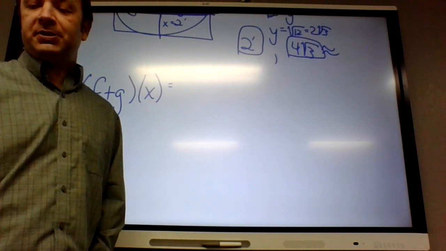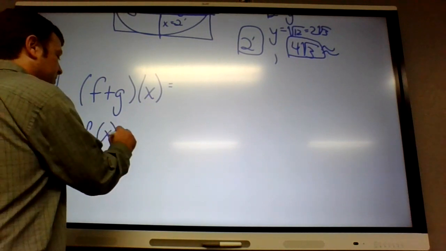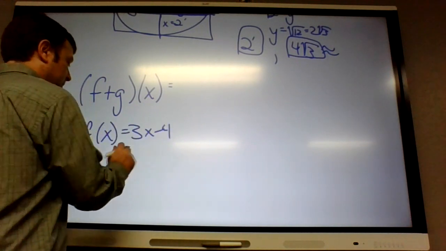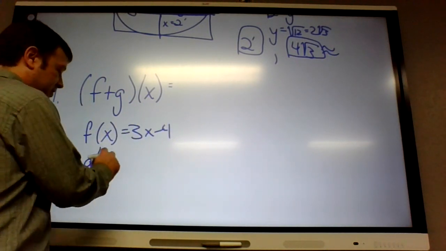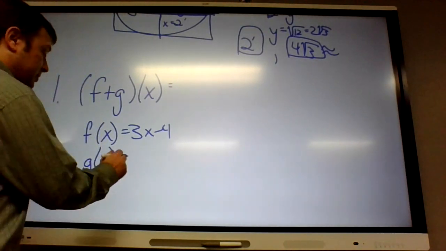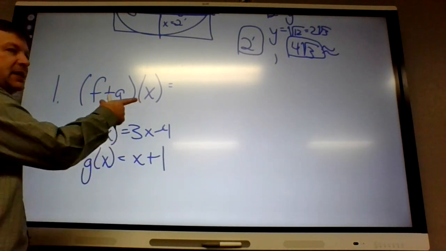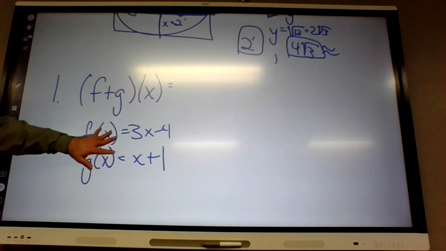It's up in the directions. f of x is 3x minus 4. I'm just reading this from the directions. And g of x is x plus 1. So all we have to do, this is kind of easy. All we have to do is add these two functions together.